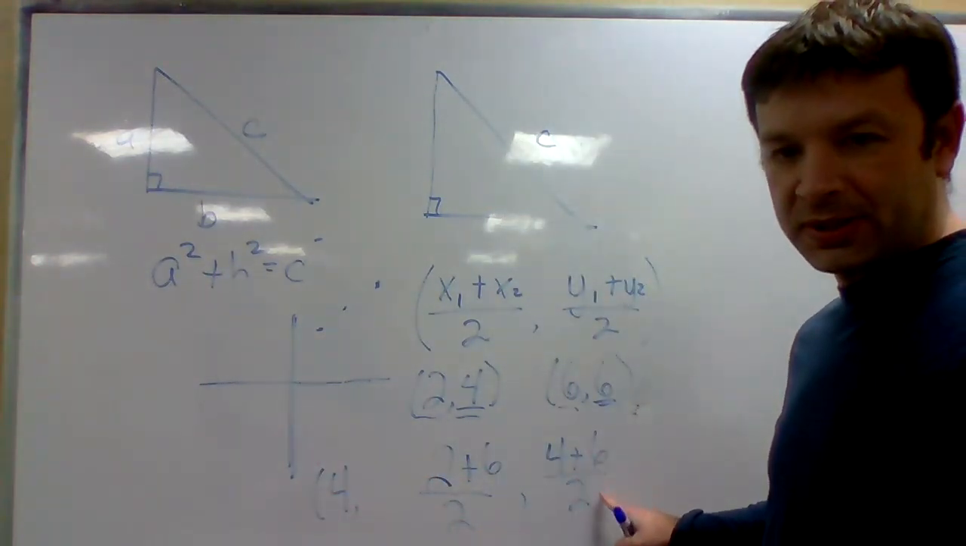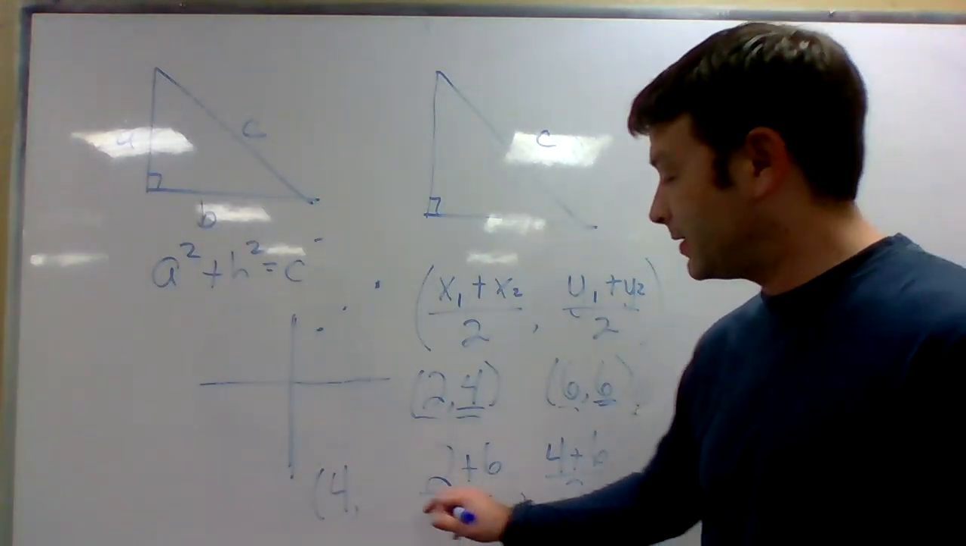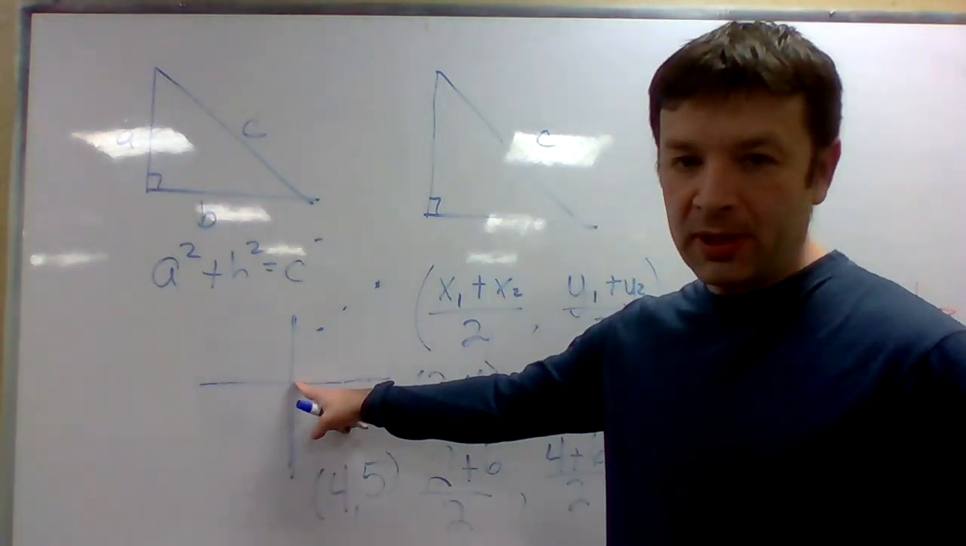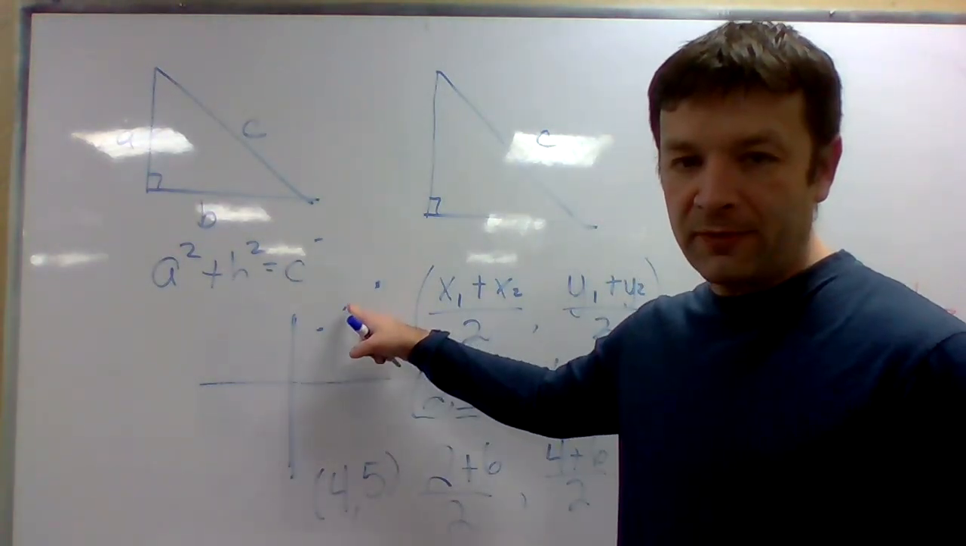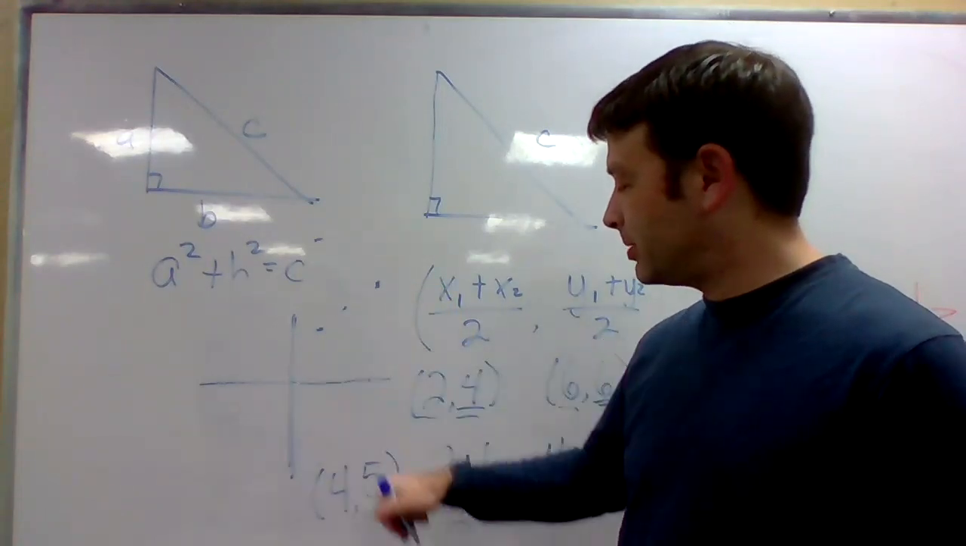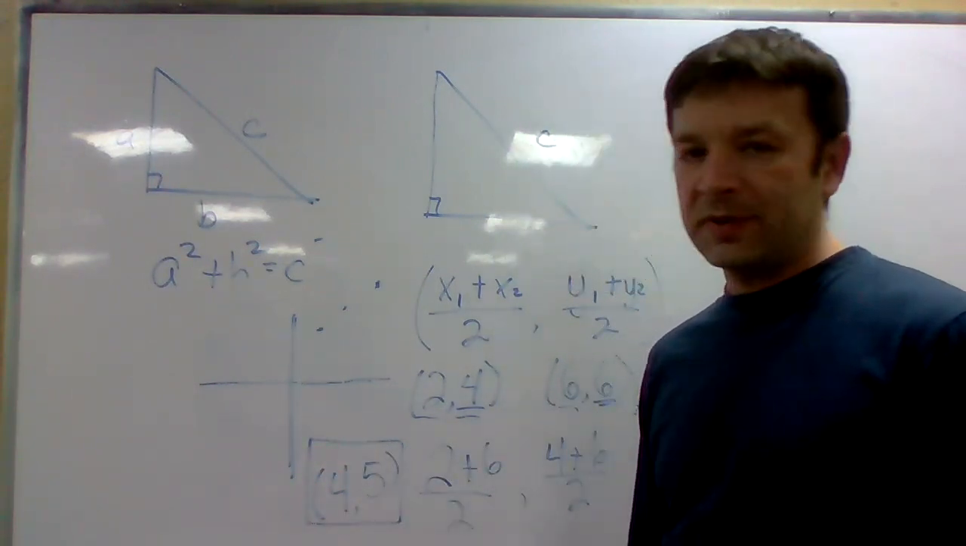4 plus 6 divided by 2 is 10. 10 divided by 2 is 5. So the midpoint is at 4 or 5. So you can imagine over here in my little graph, this might be at 4 or 5. That point might be about in the middle. All right, anyway, so 4 or 5 is the answer.